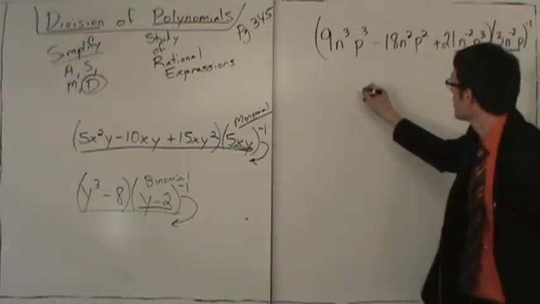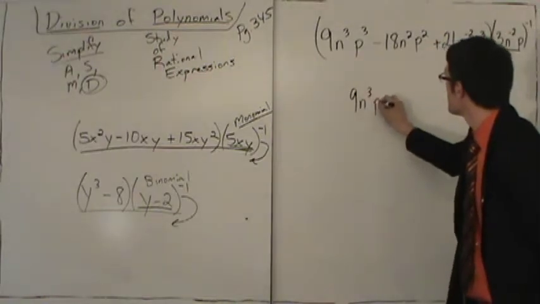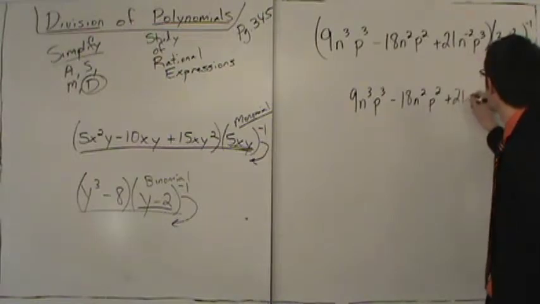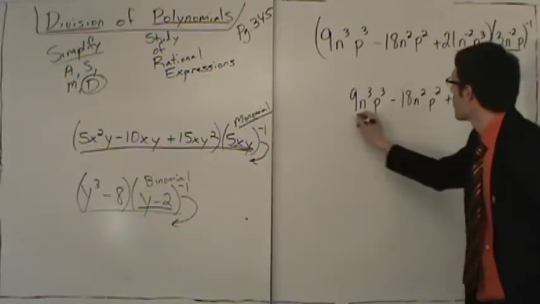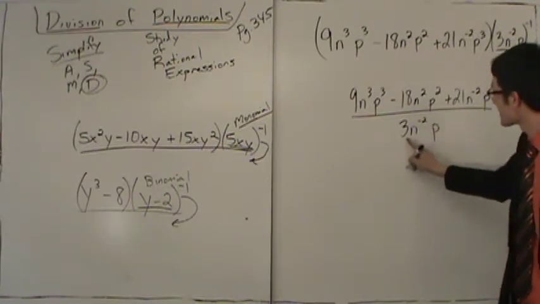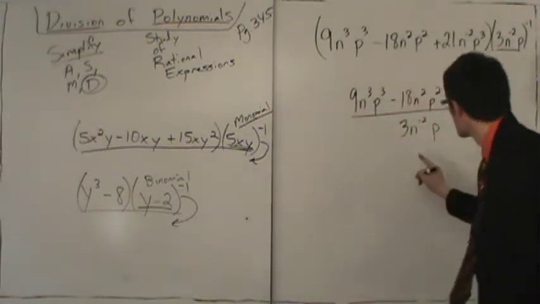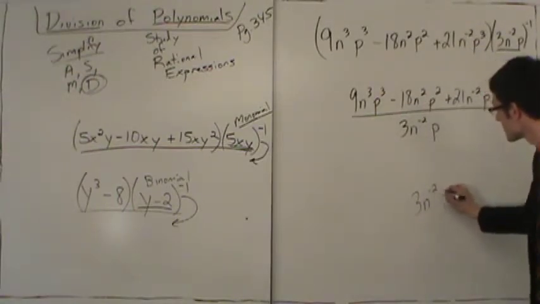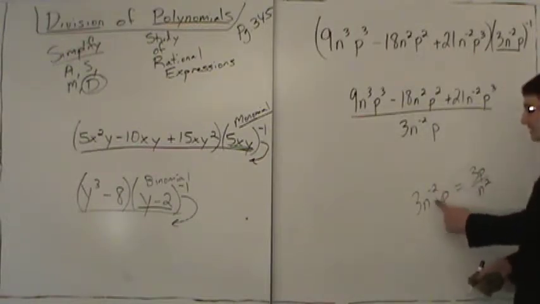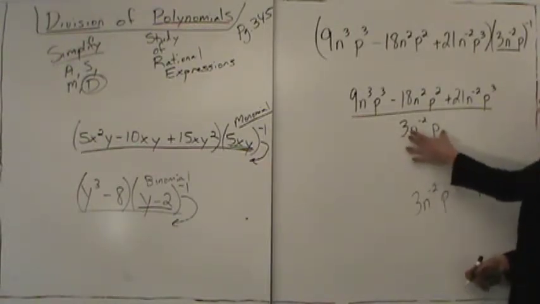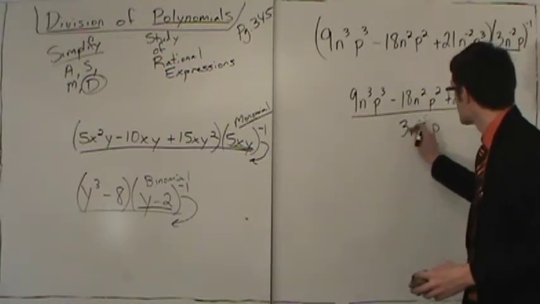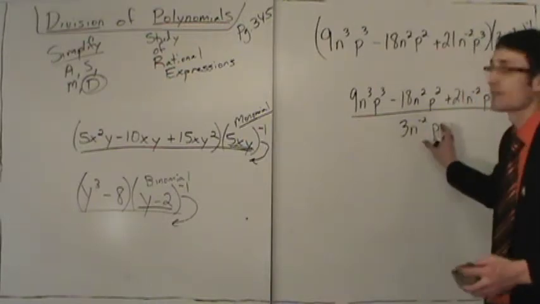This is a monomial. We're looking at 9n cubed p cubed minus 18n squared p squared plus 21n to the negative 2 p to the third all over what? All over 3n to the negative 2 p. I guess technically this is not called a monomial. Reminding you 3n to the negative 2 p is actually the same as 3p over n squared. There's technically a variable in the denominator, so this is technically called a rational expression, but we treat it the same. Now, the question is, is there any addition? No, this is all multiplication, so we split.